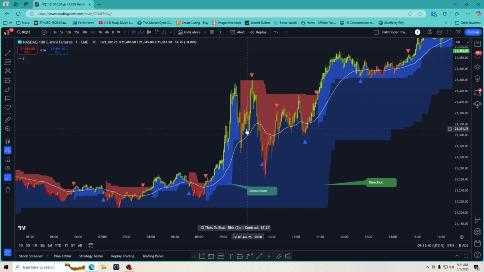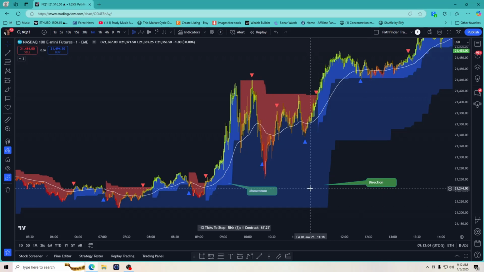So you will get much more sideways movement or resting before continuing when you have blue and red at the same time. So overall direction up, but the momentum is showing red. That means price is either sideways or pulling back deeper. Important to note, your best trades are going to happen when your direction and your momentum are the same.